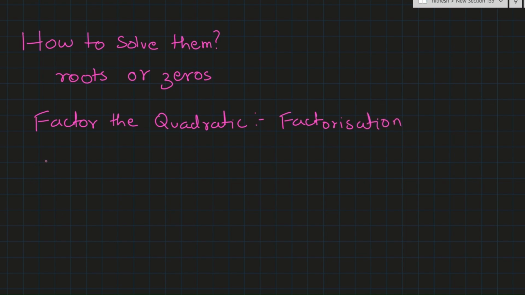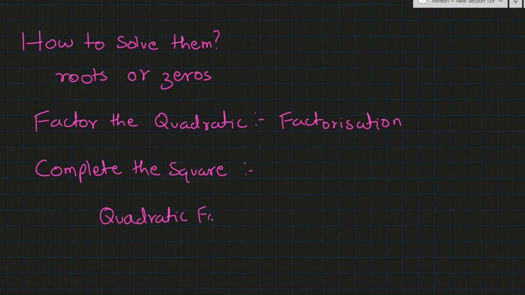The next method is the completing the square method. Over here, we find the value of b, divide by 2, and we square it, and we add and subtract it with the quadratic equation. We also have the quadratic formula, that is x is equal to minus b plus minus under root b square minus 4ac upon 2a.